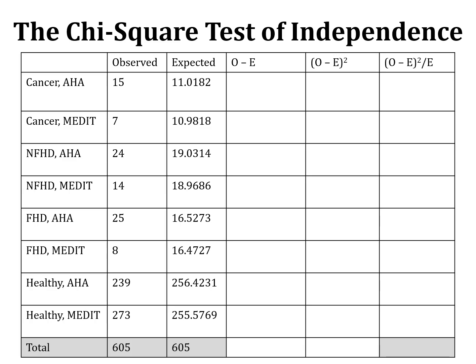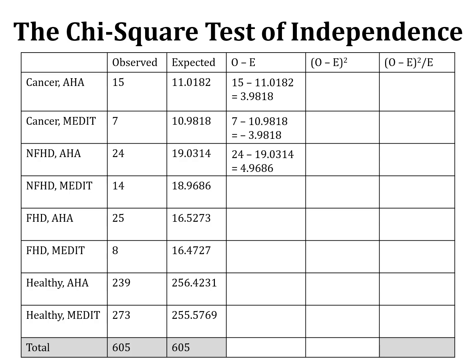So the first cell is cancer AHA. The observed frequency is 15 and the expected frequency is 11.0182, and their difference is 3.9818. And the next cell is 7 minus 10.9818, which is the difference between the observed and expected frequency of cancer cases on Mediterranean diet, and the difference is minus 3.9818.